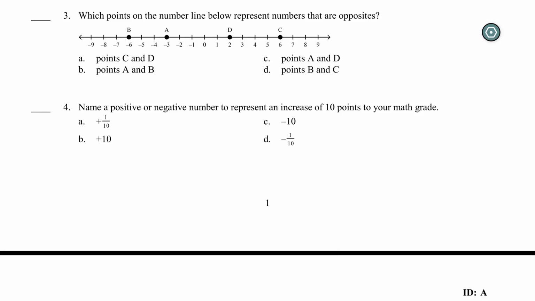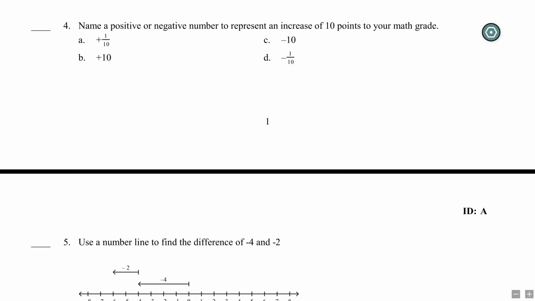Question 3, which points on the number line represent numbers that are opposites? So we know my opposites is going to be my positive versus my negative, or negative versus positive, but it'll be the same distance from 0 or the same absolute value. And so I have point B is -6. I do have an opposite there in point C of +6, but looking at my others just to be sure, I have a -3 and a +2. Those are not opposites. So then my only valid answer choice would be choice D, which is points B and C.